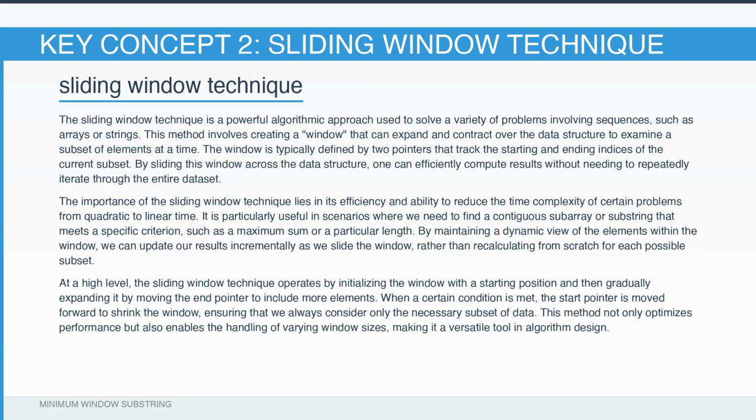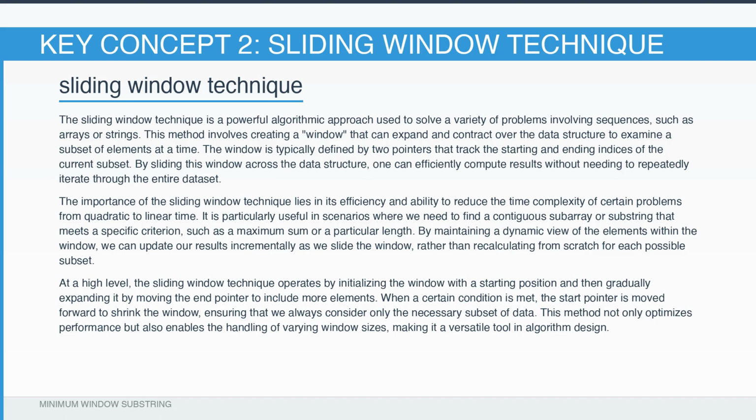The sliding window technique is a powerful method used to tackle problems involving sequences, such as arrays or strings. Imagine you're looking through a rectangular window that can slide along a wall. This window represents a subset of your data. You have 2 pointers, one at the start and one at the end of the window. As you slide this window across your data, you can examine different parts without having to repeatedly check everything. This technique significantly improves efficiency, reducing time complexity from quadratic to linear.